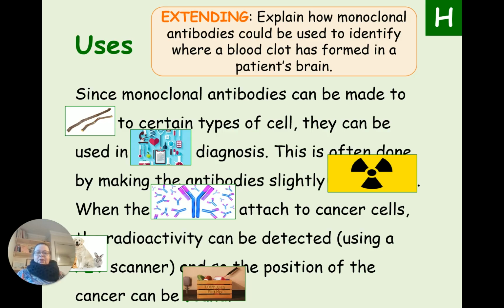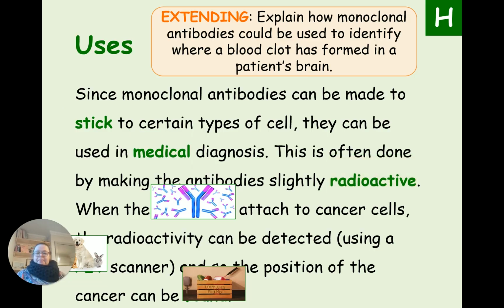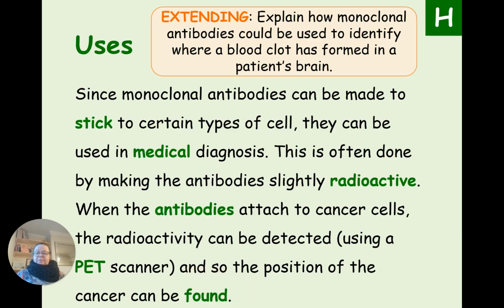Since monoclonal antibodies can be made to stick to certain types of cell, they can be used in medical diagnosis. This is often done by making the antibody slightly radioactive. And when the antibodies attach to cancer cell, the radioactivity can be detected using a PET scanner, and the position of the cancer can be found.